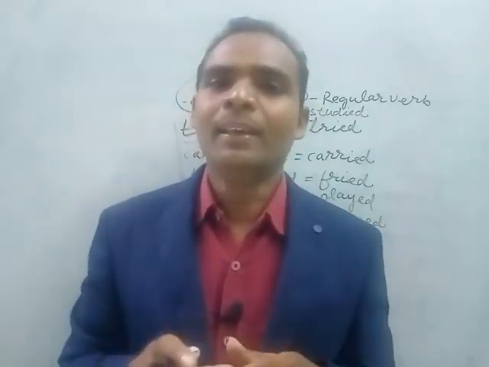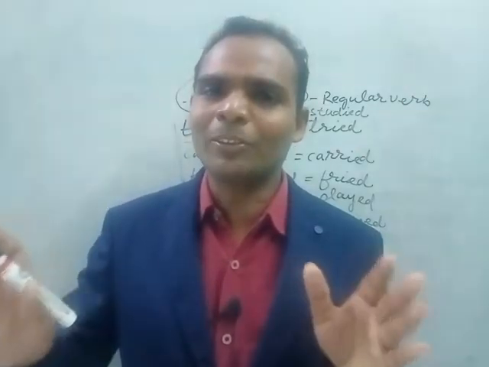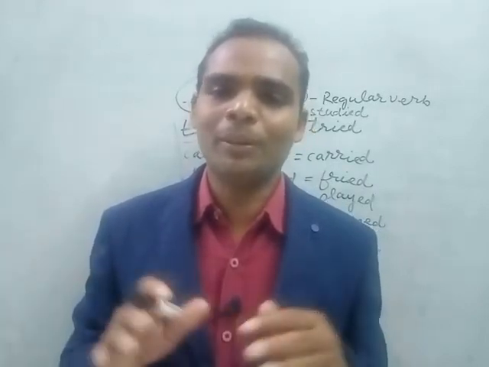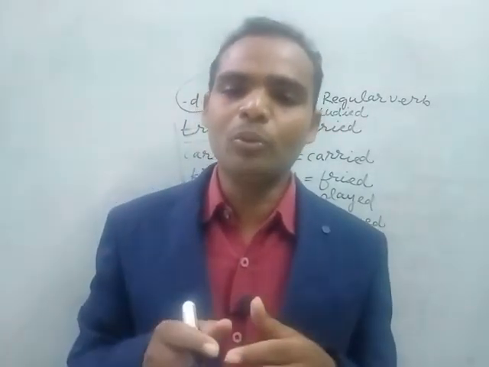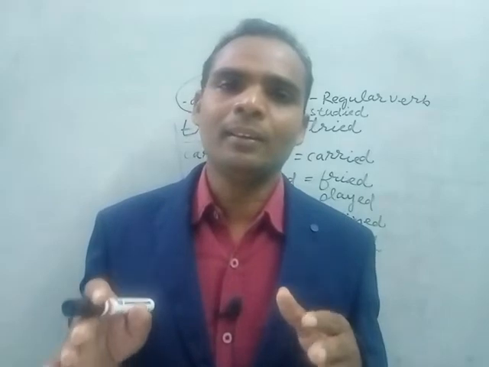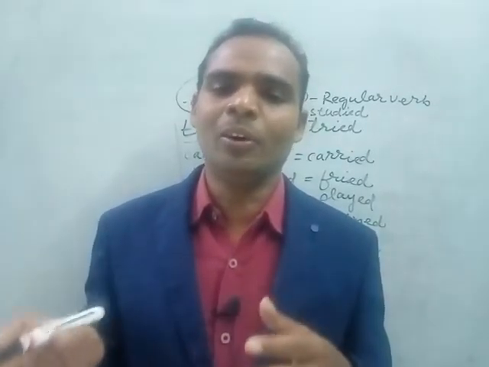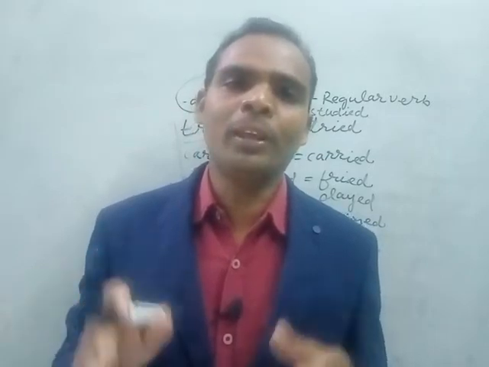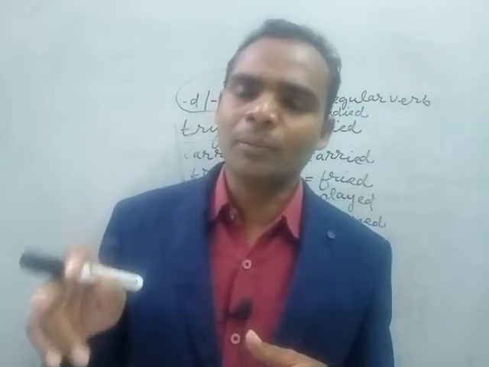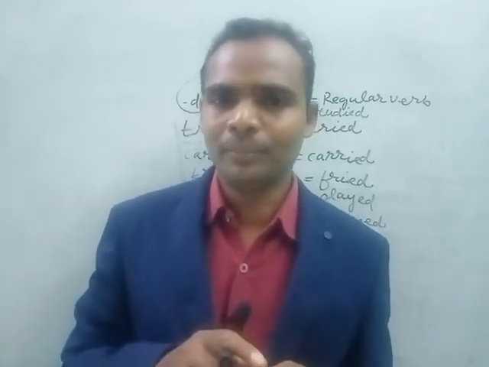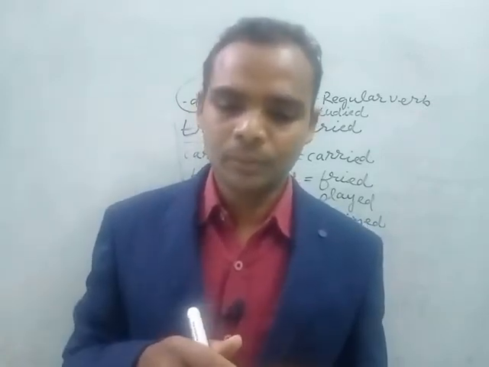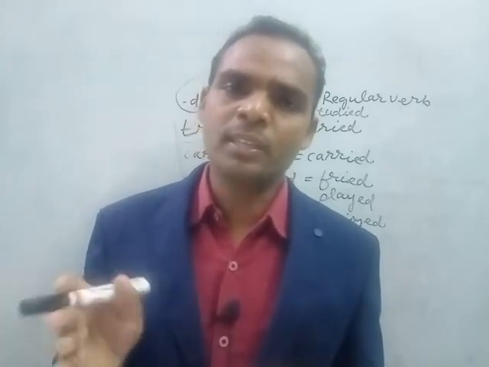verbs into 3 types. Category 1, all the 3 forms are the same. For example, put, put, put, shut, shut, shut. Category 2, all the forms are different. Eat, ate, eaten; do, did, done; speak, spoke, spoken; break, broke, broken. And the third type, the second form of the verb and the third form of the verb are the same. Bring, brought, brought; buy, bought, bought; sell, sold, sold; say, said, said.